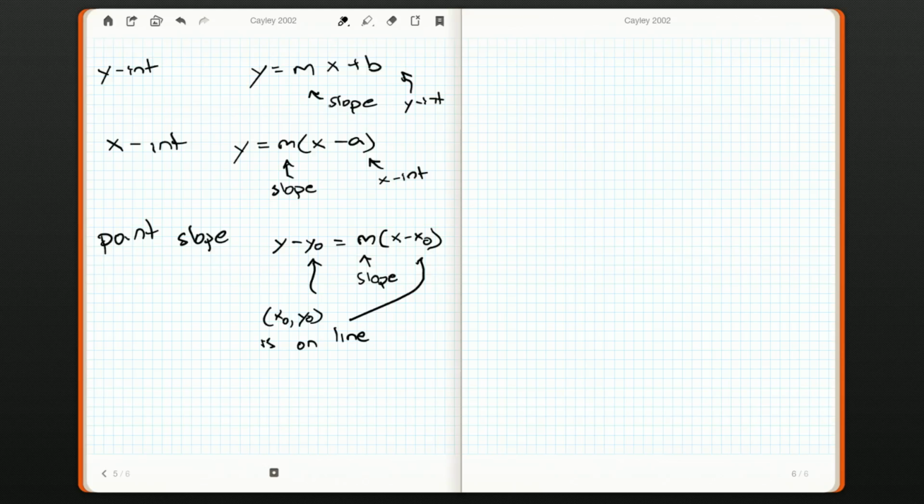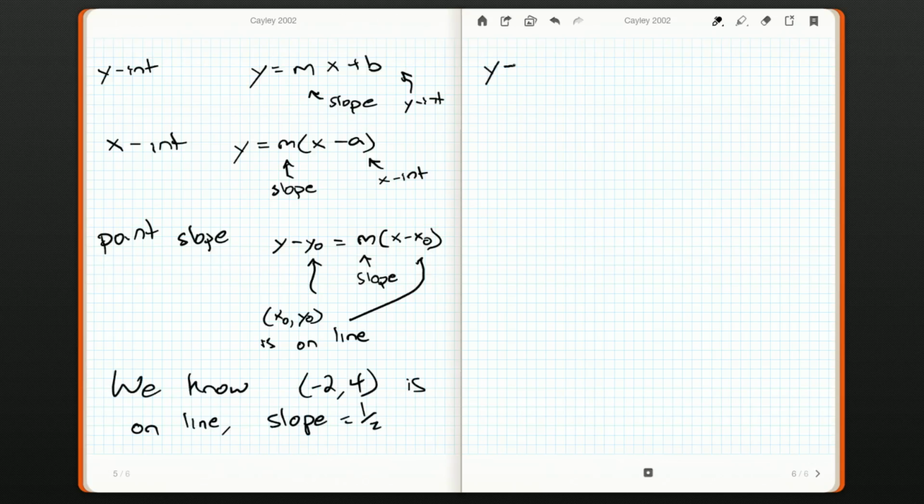So we're told that (-2, 4) is on the line, and we also know the slope is 1/2. So using the point-slope form of the line, y - 4 is equal to 1/2 (x - (-2)), or really just (x + 2).